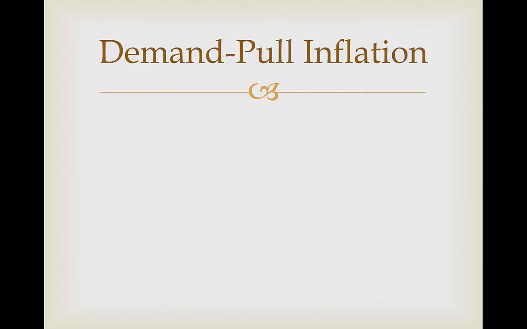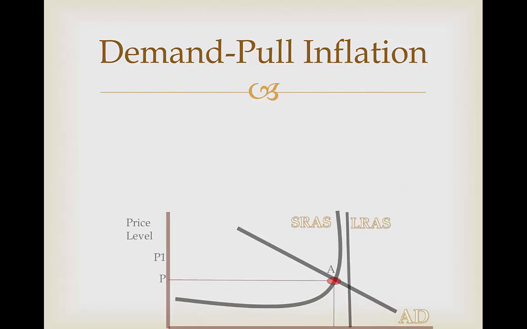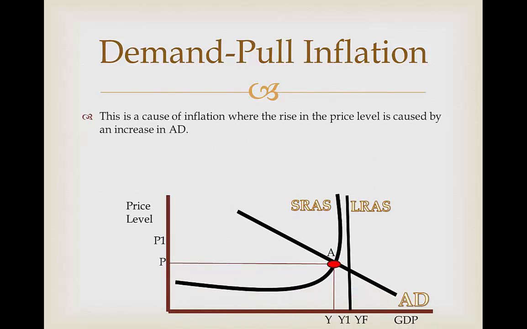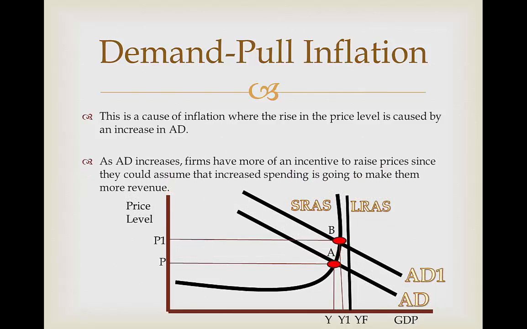Now there are different types of inflation, the first of which is demand pull inflation. This happens when we experience inflation because the price level is causing AD to shift. As AD increases, firms have more of an incentive to raise prices, since they can assume that increasing spending is going to take place and therefore they get more revenue. This is shown by the shift from point A to point B. As you can see, as we move from AD to AD1, we are experiencing an increase in the price level and therefore an increase in inflation.